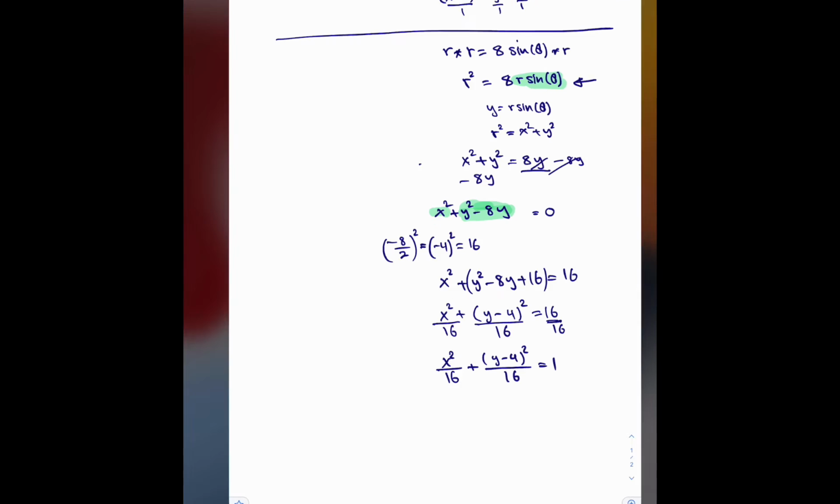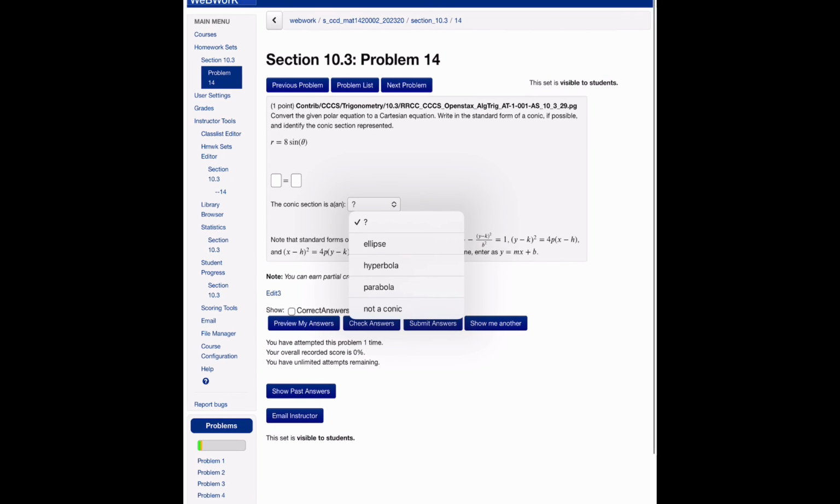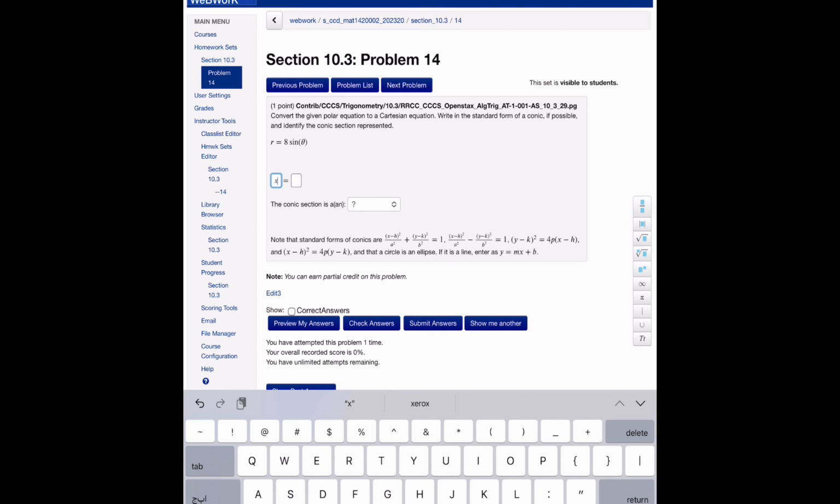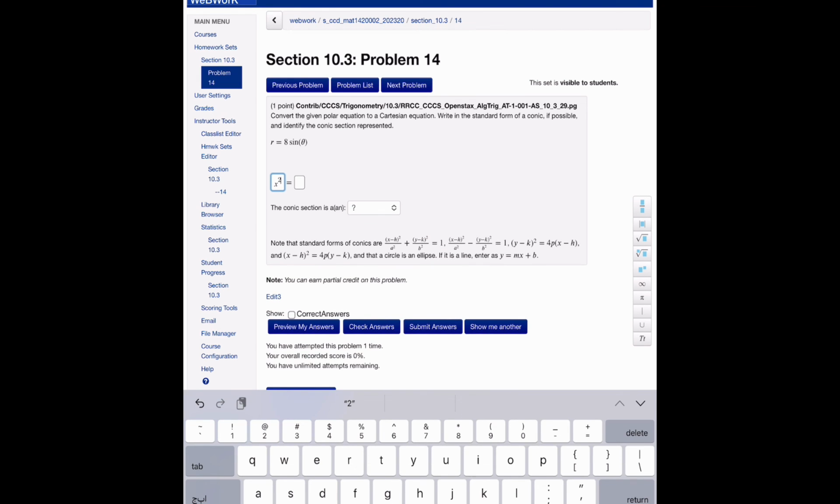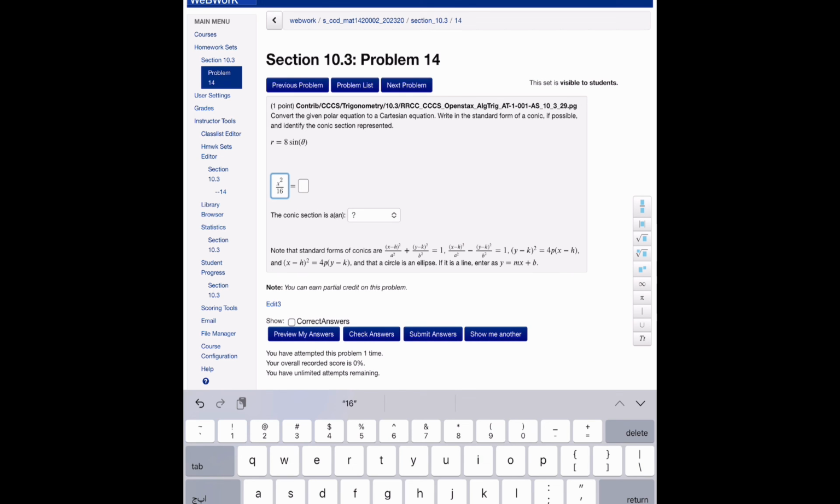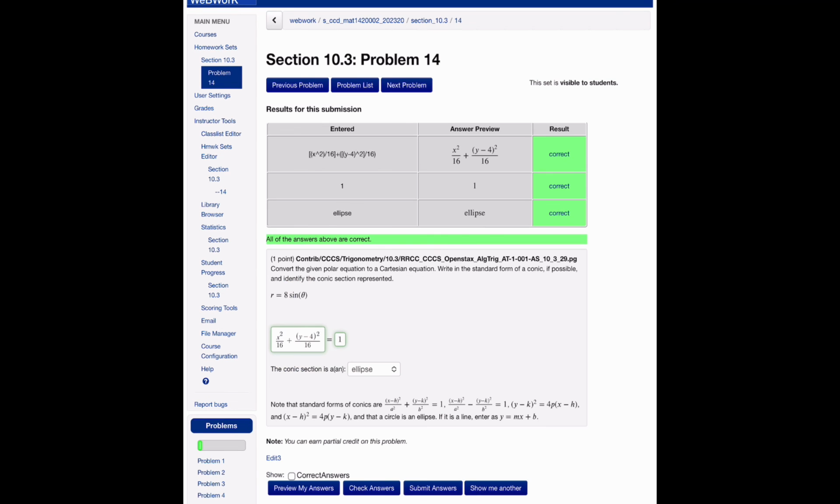I'm going to plug my answers to the equation here. So I have x squared over 16 plus y minus 4 all squared over 16 equals 1. And this is an ellipse. This is how you're going to answer question number 13 and question number 14.